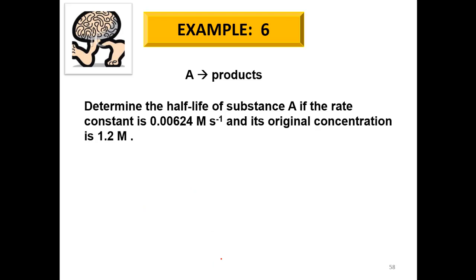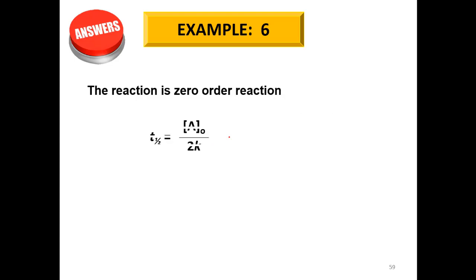So now dia suruh determine the half-life of substance A if the rate constant is 0.00624 molar per second and its original concentration is 1.2 molar. Ini adalah K, ini adalah dia punya initial concentration A0. So again benda yang sama, nak pakai equation half-life pun kita kena tahu order dia apa. So from rate constant kita tahu dia adalah zero order. So kita pakai equation half-life untuk zero order, which is A0 over 2K.